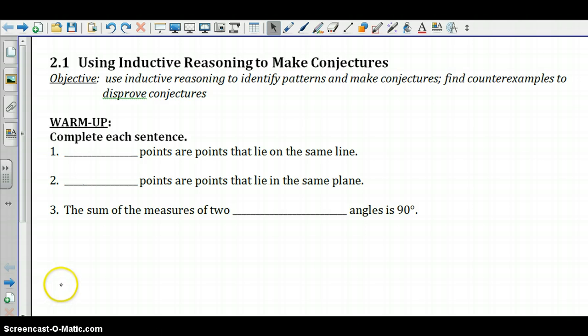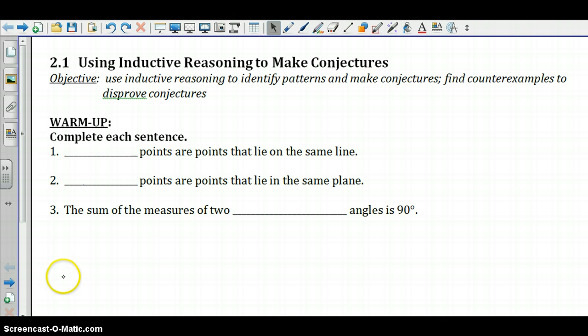This is Lesson 1, using inductive reasoning to make conjectures. Our objective today is to use inductive reasoning to identify patterns and make conjectures, and also find counterexamples to disprove conjectures. If you have not already read Lesson 1 from Chapter 2 of your textbook and filled in the vocabulary on this notes page and in your vocab notebook, now would be a great time to do so.